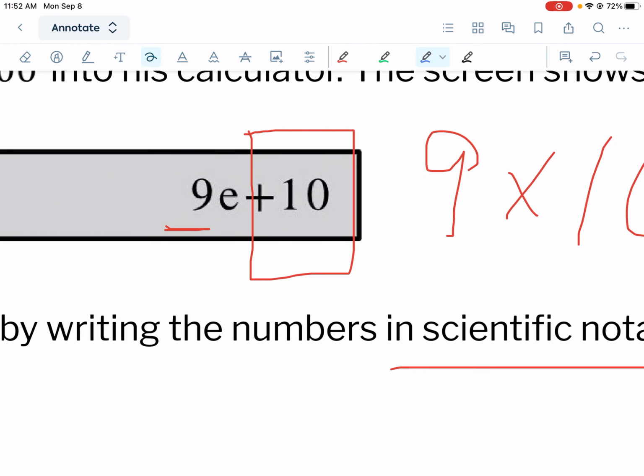Zoom in. This 9 will be our A value. This E, that's the times 10. And this positive 10 on the end is the exponent. Just like that.